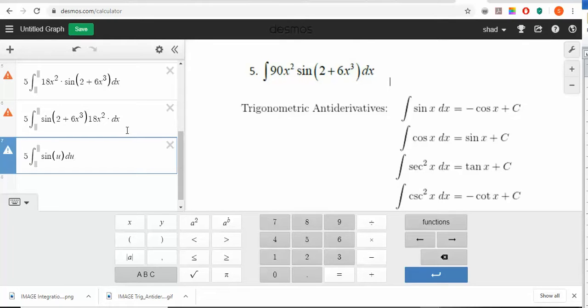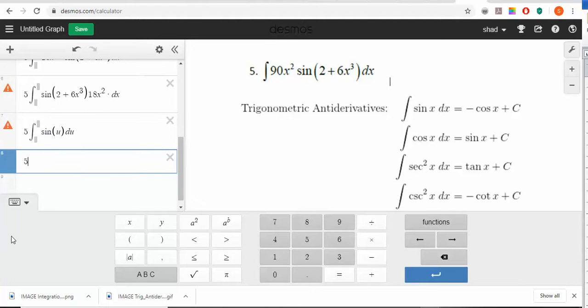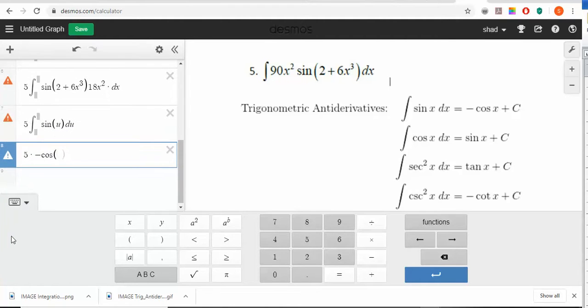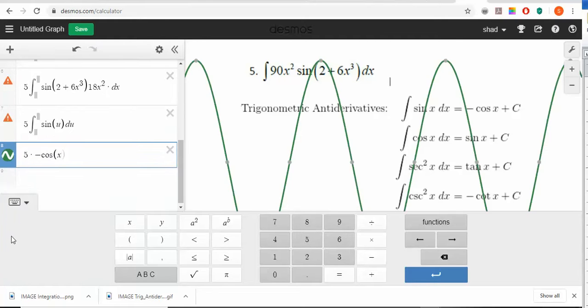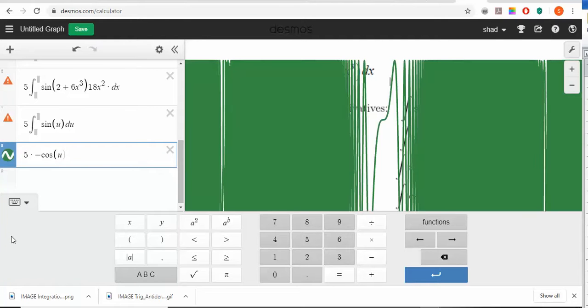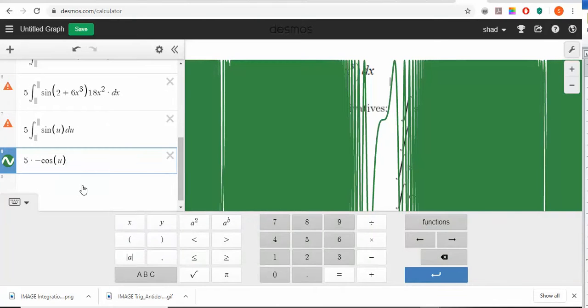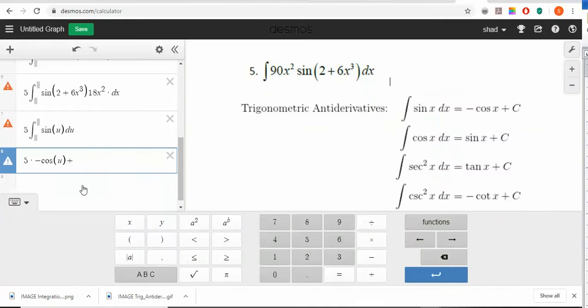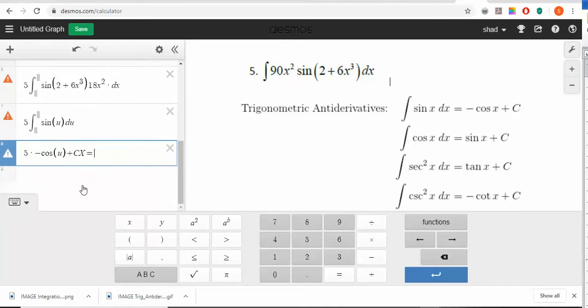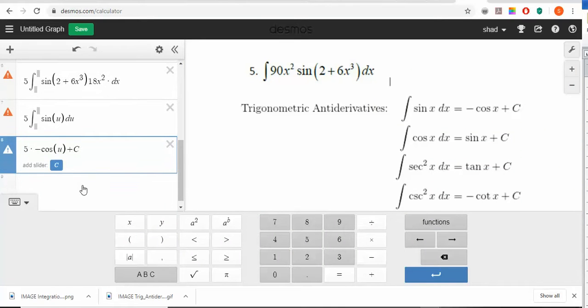We're going to look over here for the rule. The rule says that we really have 5 times negative cosine of, I guess, x, so not x, but in this case we're going to say u. Okay, and I'm not worried about what the graph looks like. Who cares? The graph is the graph. And then there's a great debate about some people, they want to call this 5c. Since this is an indefinite integral, we're just going to call it c.